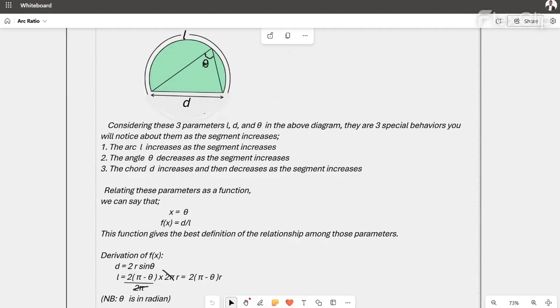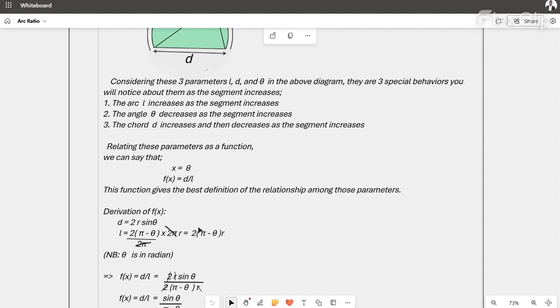Using this angle, we can use the first formula to find the chord of this segment. While the second formula, we can use to find the length of this arc of this segment using this angle as well. Note that in all these formulas which we just defined, theta is in radian.